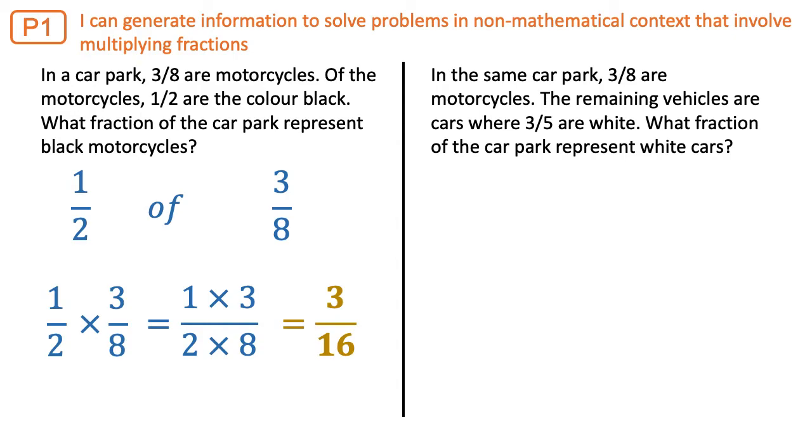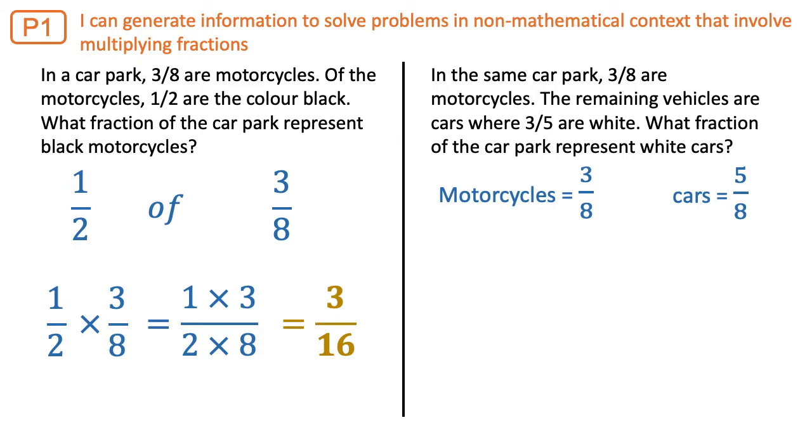The second is slightly different. We are no longer focusing on the motorcycles, but instead the cars. Before continuing, what fraction of the car park represents cars? Since 3/8 of the car park represents motorcycles, and the remaining vehicles are cars, cars must represent 5/8 of all vehicles in the car park. We now have the fraction of cars in the car park.